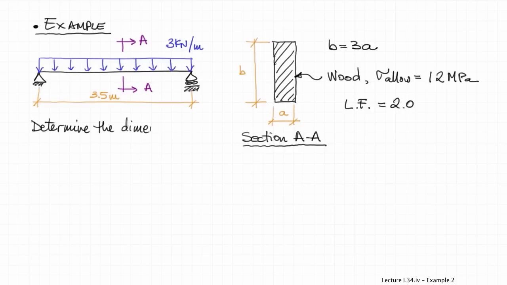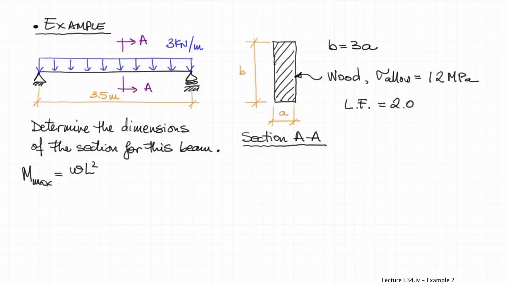So we need to determine the dimensions of the section for this beam. So in other words, we need to calculate dimension A and dimension B. Of course, again, knowing that B will be equal to 3 times A.